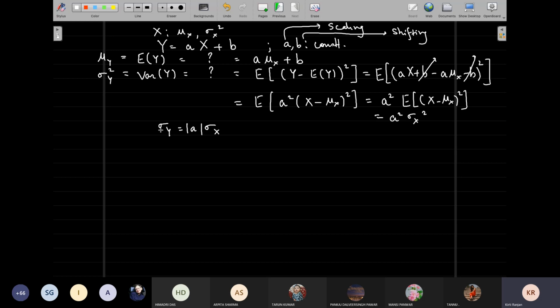The only thing which you will have to be careful about is that sigma y is the standard deviation, which is always positive. A being a constant, you do not know whether it was a positive or a negative number. So generally, just try to write down mod a times sigma x. Sigma x being a standard deviation is always positive. So this is just to know that.